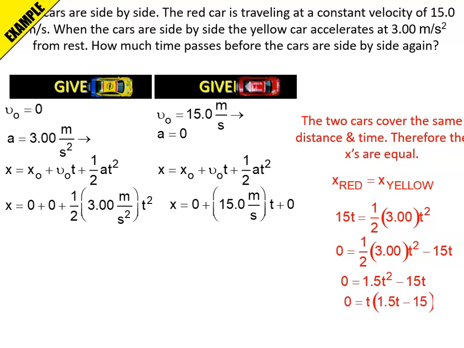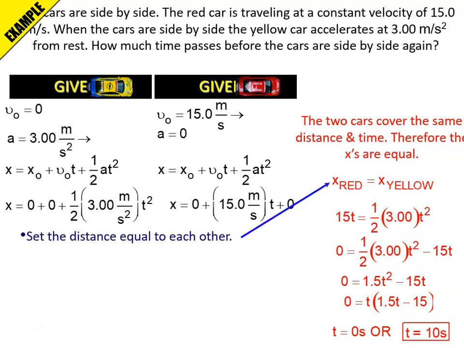We have a product of two things equaling 0. Well, the only time the product of two things can be equal to 0 is if one or both of them is equal to 0. So one solution will be that the first one is equal to 0. The other solution will be that the second term is equal to 0. Well, if the first term is equal to 0, that's just t is equal to 0. If the second term is equal to 0, that would be 1.5 meters per square second times t minus 15 meters per second is equal to 0. And that would lead to t being 10 seconds.